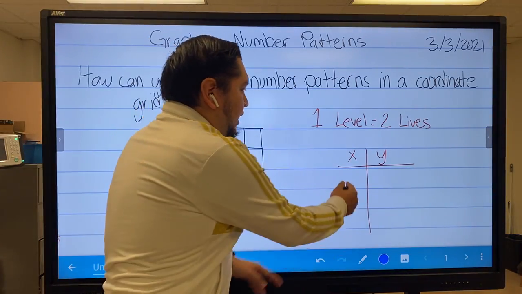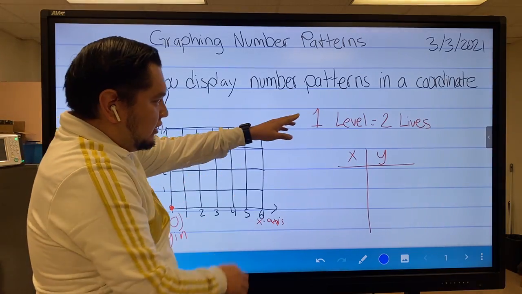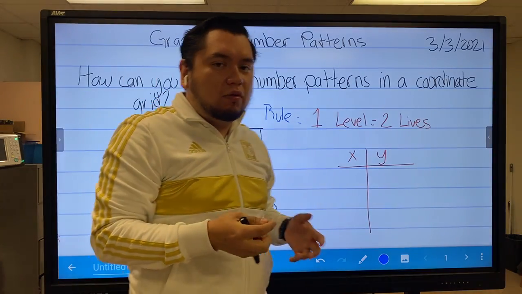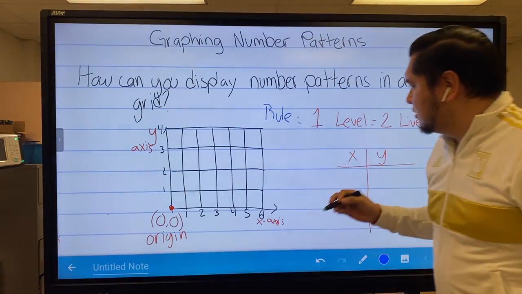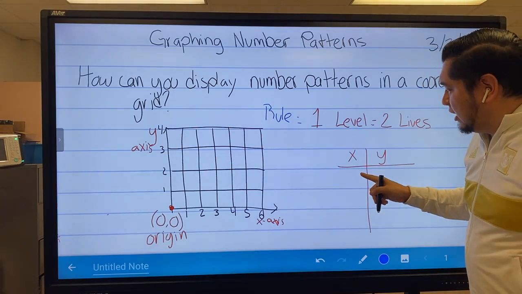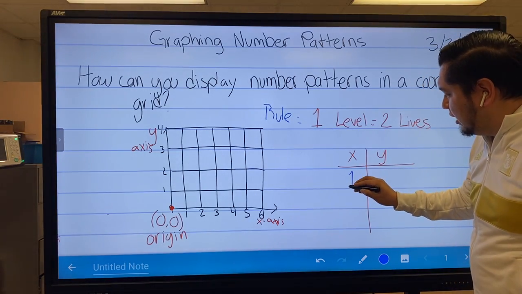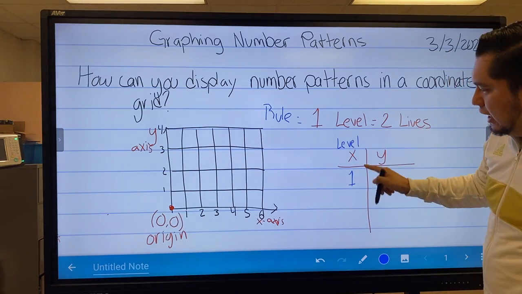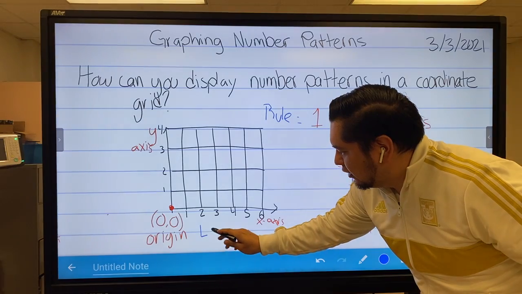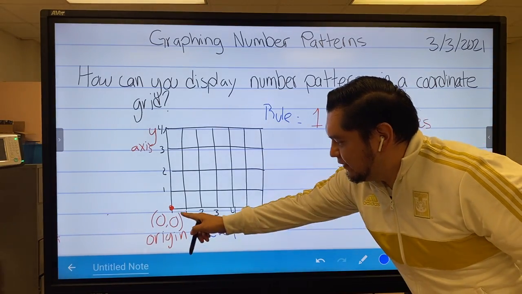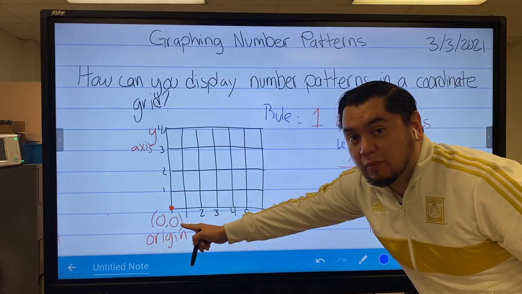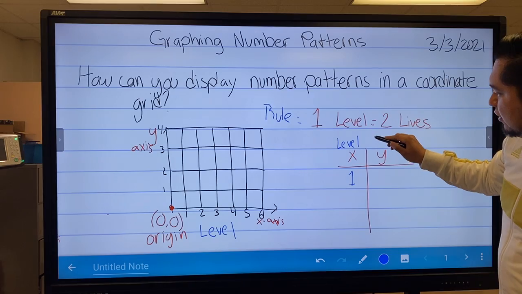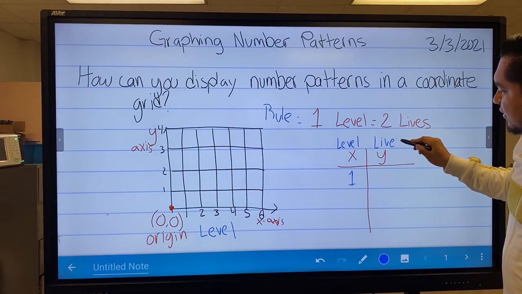You have one level, so you got the grid, you got the rule. This is called your rule, and you're gonna follow that rule to craft your ordered pairs. The first one is gonna be one level, so the x would be the level, and that we would label that here. The values on my x-axis represent the number of levels that you've passed in your game. And then the y-axis would be the extra lives, okay?